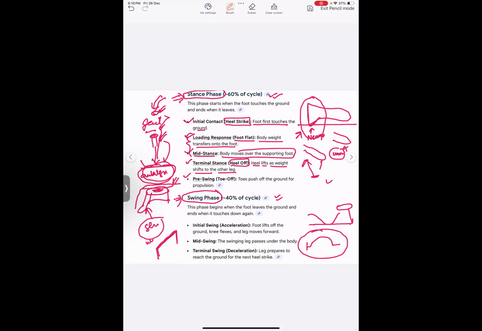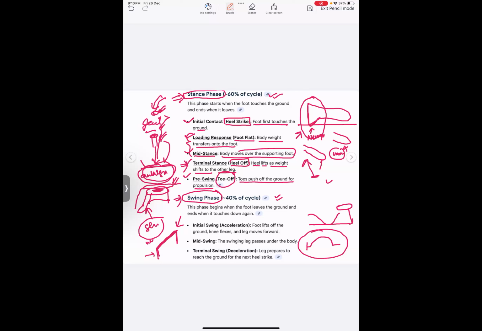In the myopathic gait, this terminal stance phase is very much difficult. So there is a pelvic tilt just to support the weight shifting from this side towards the other side. Then is the pre-swing. Toe pushes off the ground for propulsion.